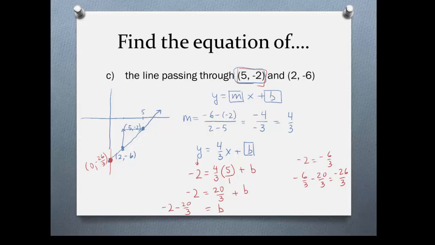So my final equation here would be y equals, my slope was 4/3. That goes next to the x, and then the y-intercept is the constant term. So that one got a little messy, but I intentionally gave you one that involved having to find b as well as having to work with fractions.